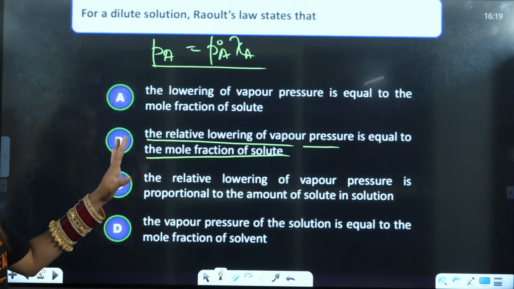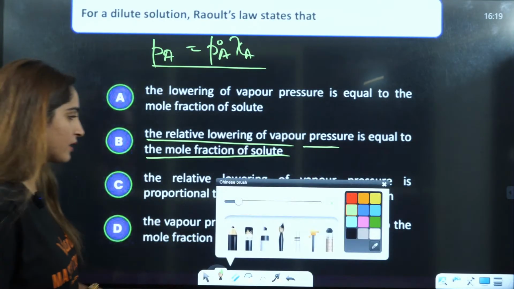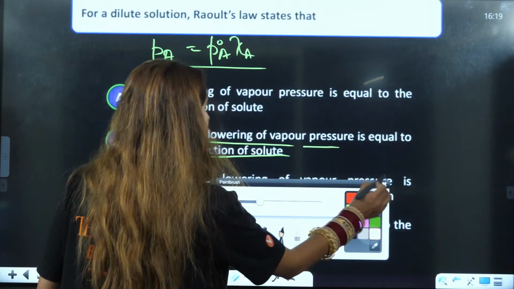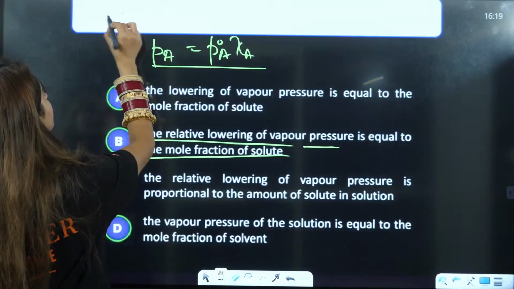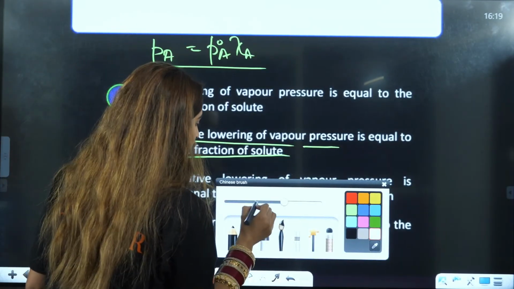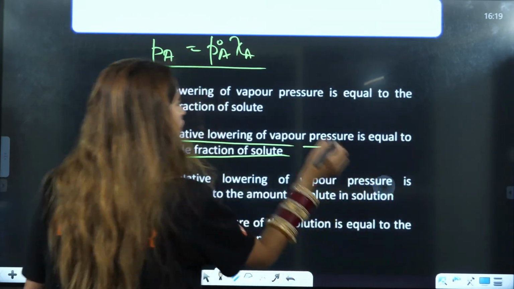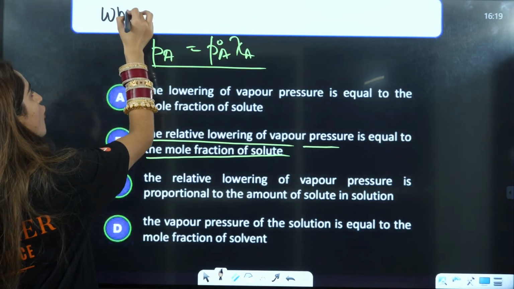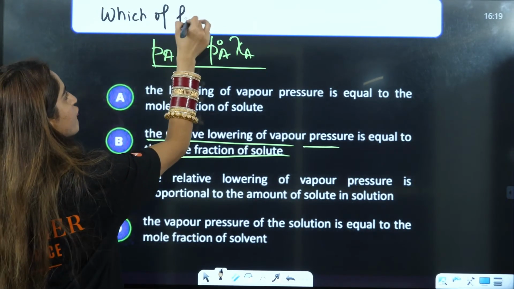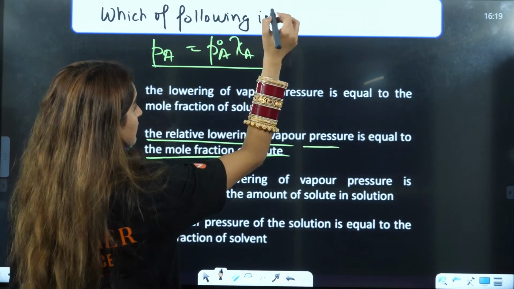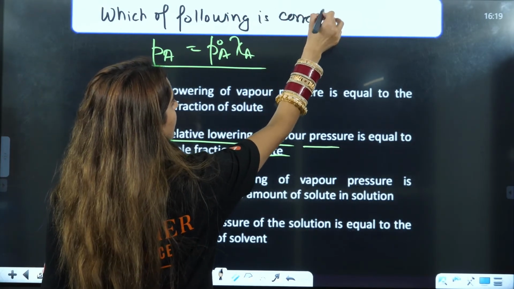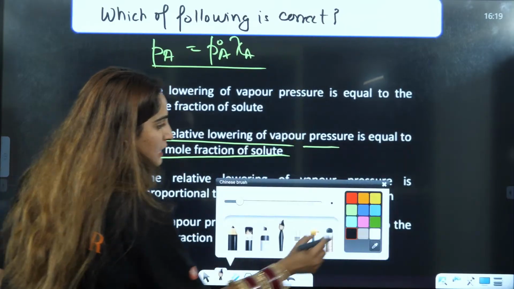I think the question is not correct here. I have not seen this question. The question should be, which of the following statements is incorrect? Okay, the question should be, which of the following is correct here.